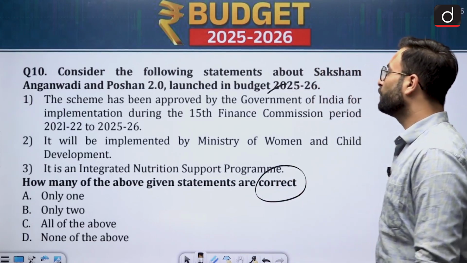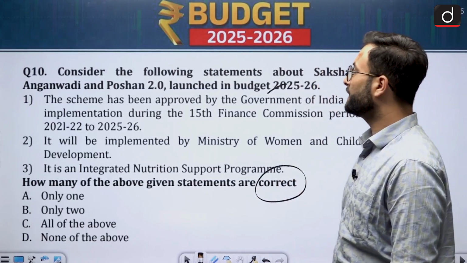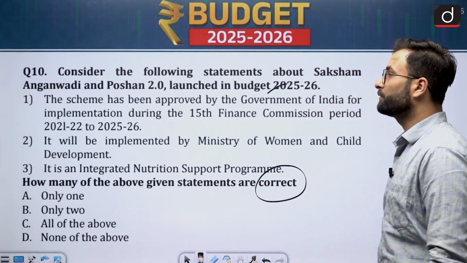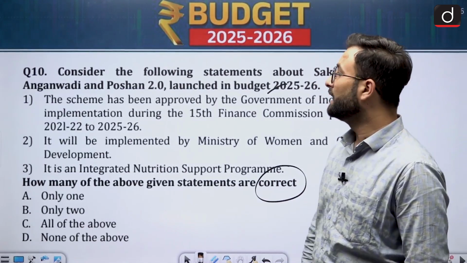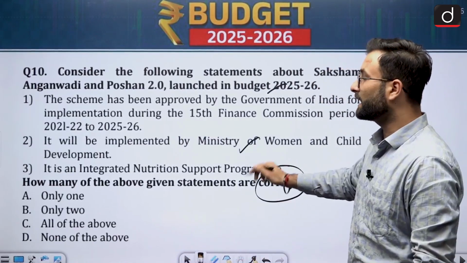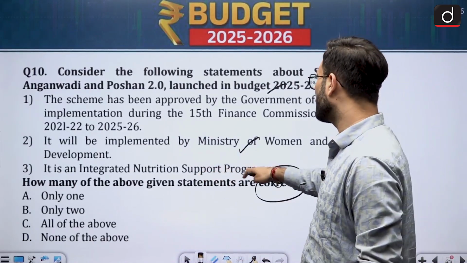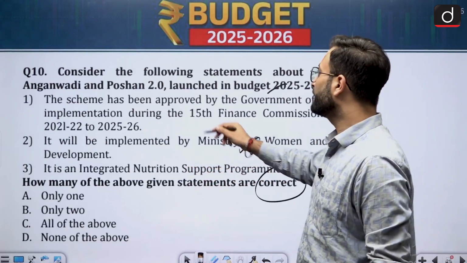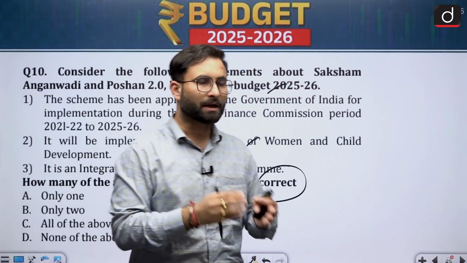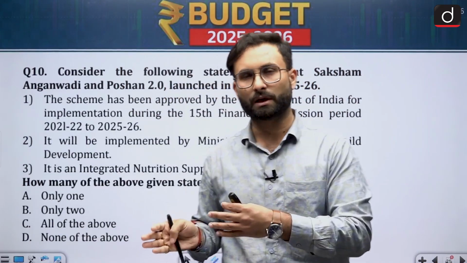The scheme has been approved by the Government of India for implementation during the 15th Finance Commission period 21-22 to 25-26. That is there. Coming to the second one, it will be implemented by the Ministry of Women and Child Development. This is also correct, and it is an integrated nutrition support program. So obviously it is there. When we talk about the Poshan and the Saksham Anganwadi, this is for the betterment of the woman and the child. Okay, so that is there.